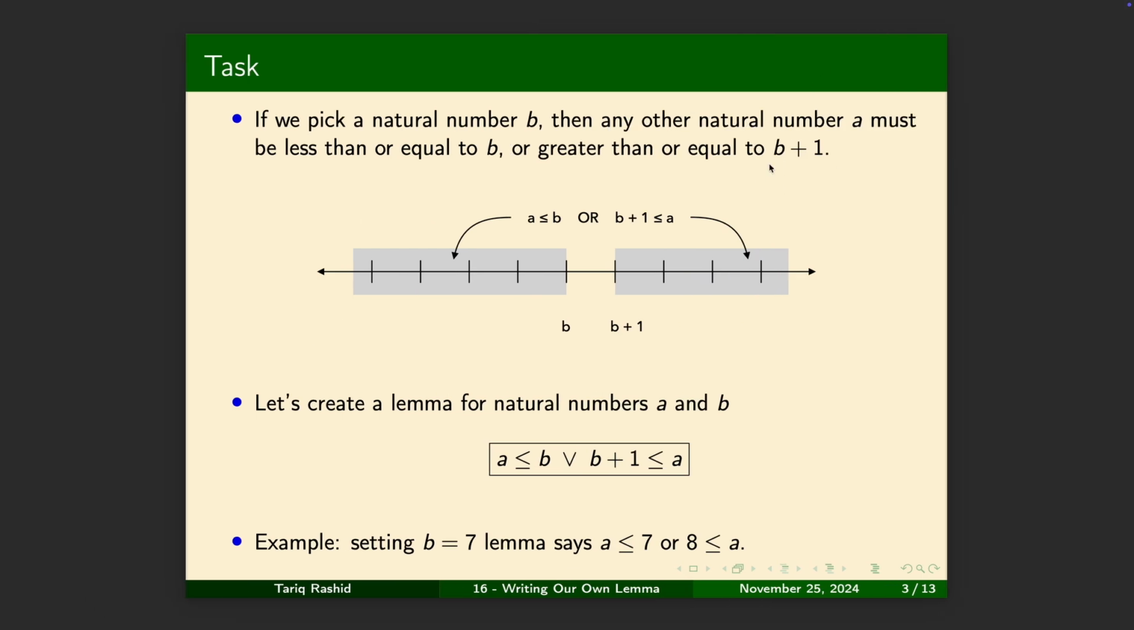So this is just a picture that encompasses that idea. Pick a b, natural number, then any other number a is either in this set, a is less than or equal to b, or it's in this set, b plus 1 is less than or equal to a. That's a visualization of what we're saying. So this is the lemma we're going to create. And just to test it, let's say b is 7, but we leave a unspecified. It says that a is less than or equal to 7, or 8 is less than or equal to a, which makes sense. Great.